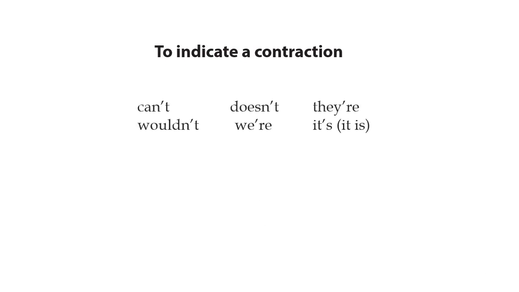Okay, so to indicate a contraction. And there's nothing very tricky about this. Most people are familiar with how an apostrophe works this way. These words are contracted from two words. Can't is a contraction of cannot. Doesn't is a contraction of does not.